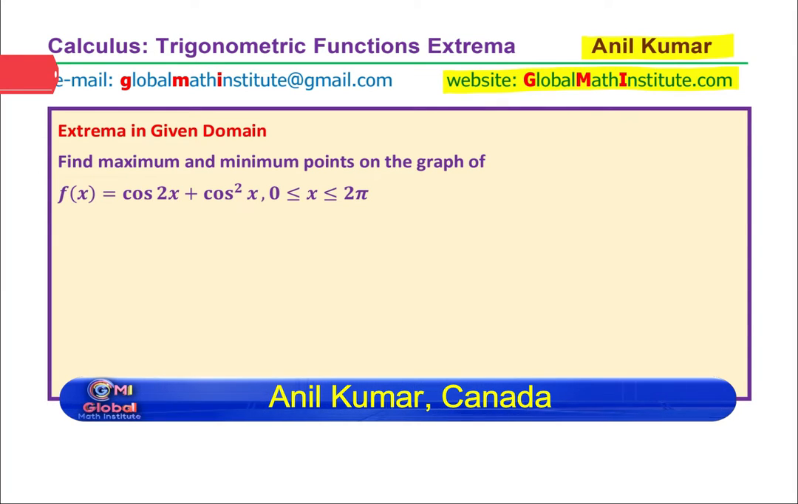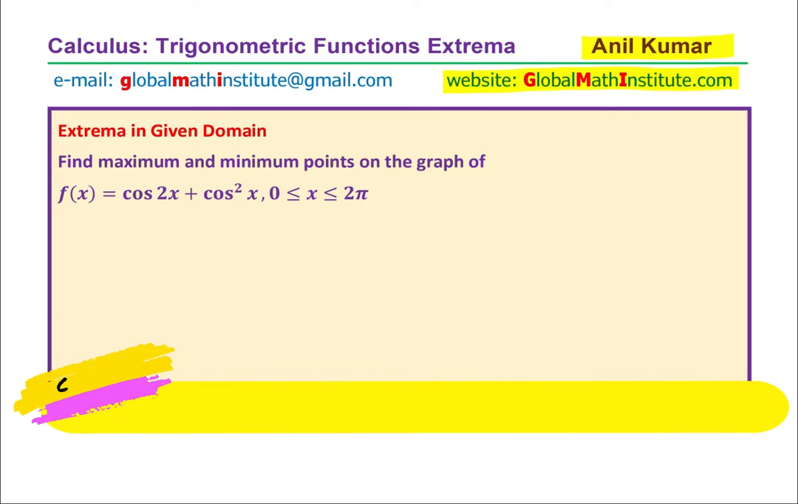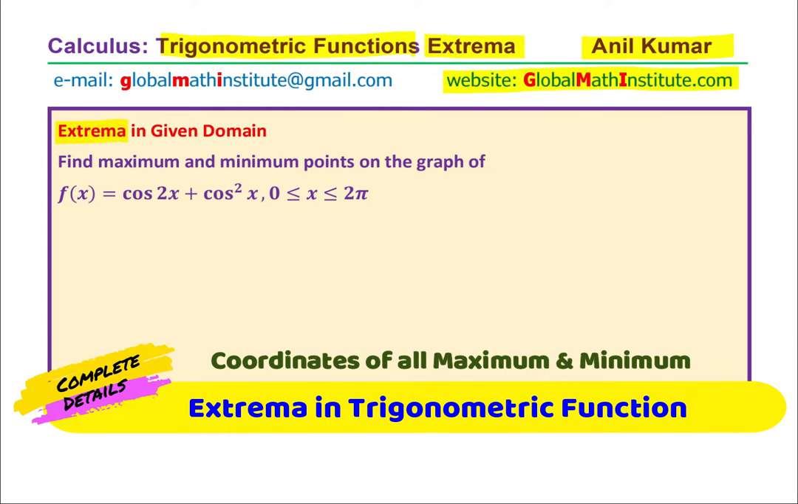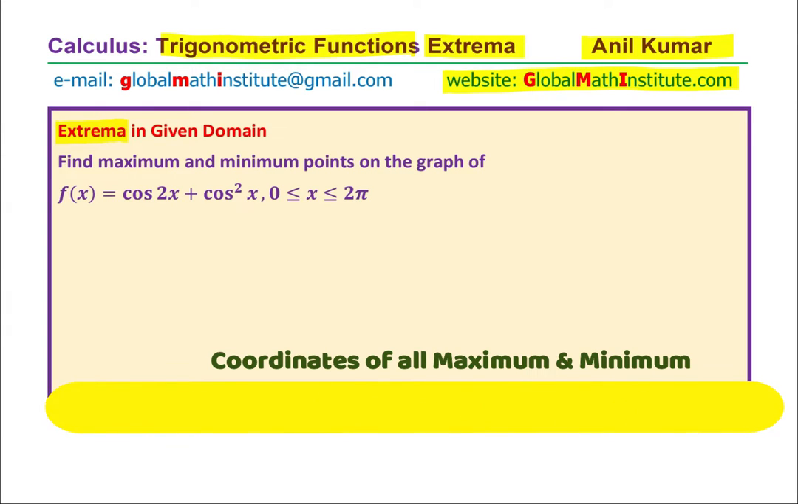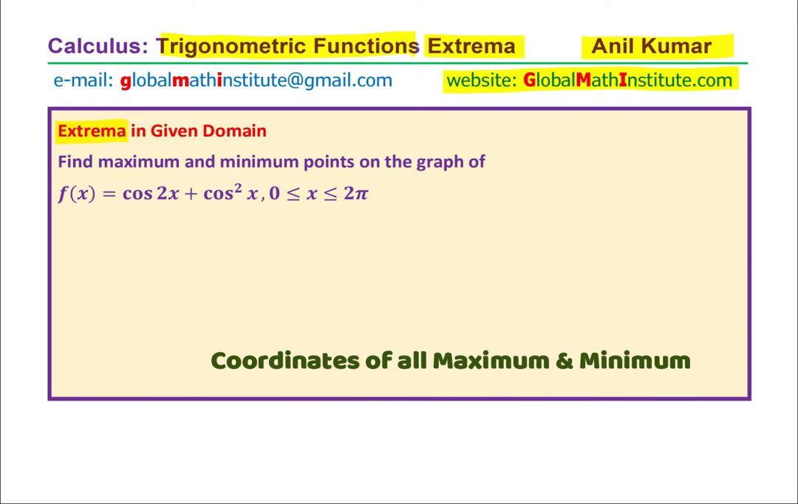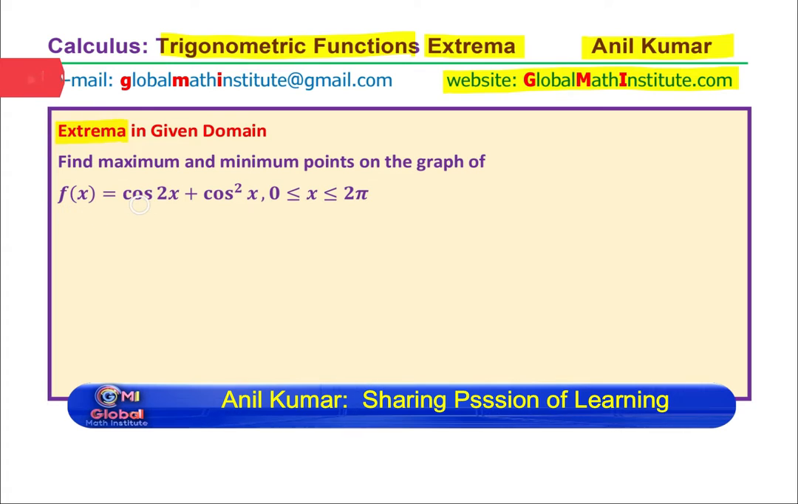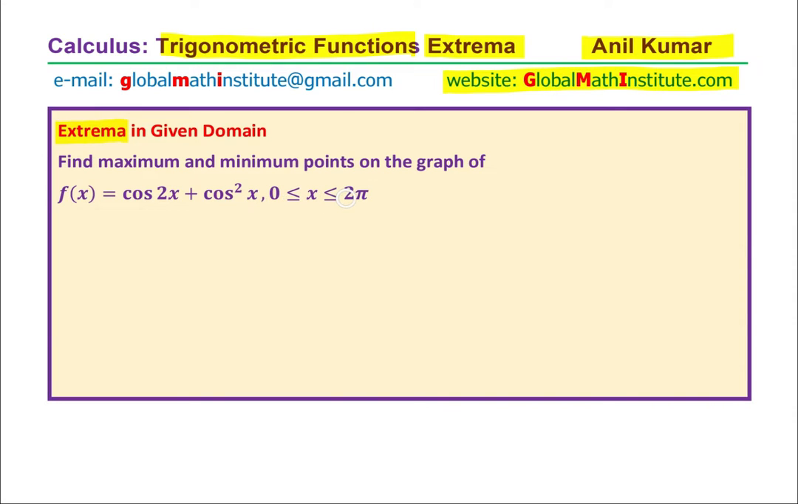In this video, we'll take up a very interesting question to find extremas in a trigonometric function. Extrema really means both maximum and minimum from the graph of a trigonometric function. So you need to find the coordinate points x, y and also identify which is a maximum and which is a minimum. Clear? So the question for us is find maximum and minimum points on the graph of f of x equals cos 2x plus cos square x, where x is between 0 to 2 pi.